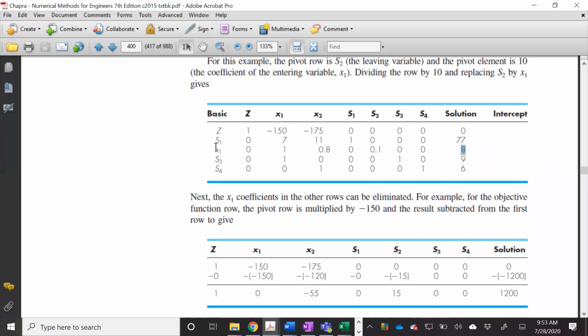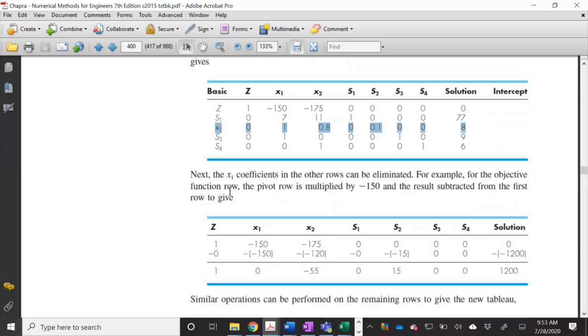Okay, we focus only on this row. Next, the x1 coefficients in the other rows can be eliminated. For example, for the objective function row, the pivot row is multiplied by -1, 50, and the result subtracted from the first row to give this value.